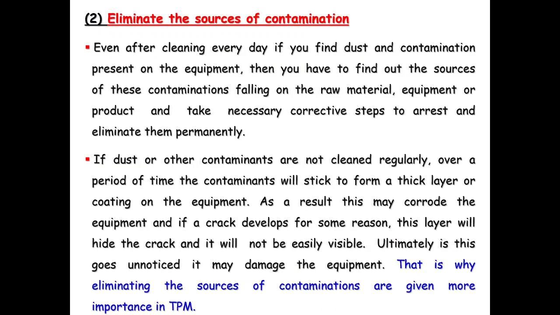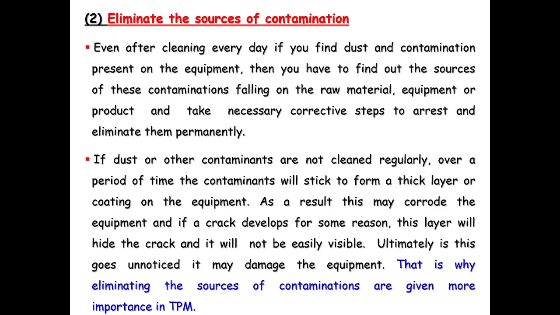Now the next very important point is to identify and eliminate sources of contamination. Even after daily cleaning, if you find dust and contaminants still present on the raw material, equipment or product, then you have to find out the sources of these contaminations, from where they are originating, and take necessary corrective actions to arrest them at source and eliminate them permanently.